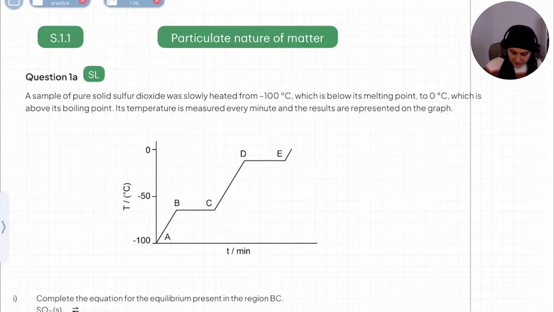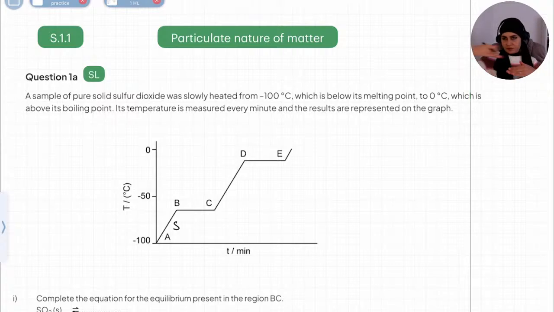So the lines that go up are the lines where we're heating either solid or gas or liquid, yeah? And the horizontal lines are the phase changes. It's when, for example, gas changes to liquid or liquid changes to solid. And so this first line, we start at -100 Celsius and then go up. They say that a sample of pure solid is heated from -100 Celsius, which is below its melting point, so it means that it's a solid here. So from A to B, we're heating a solid, right?